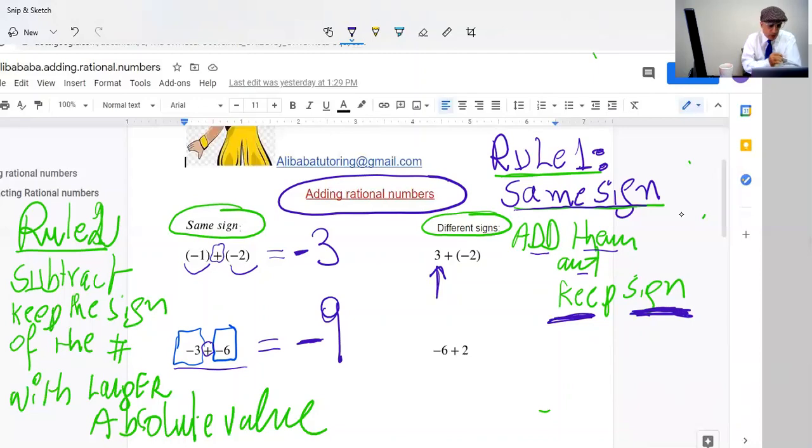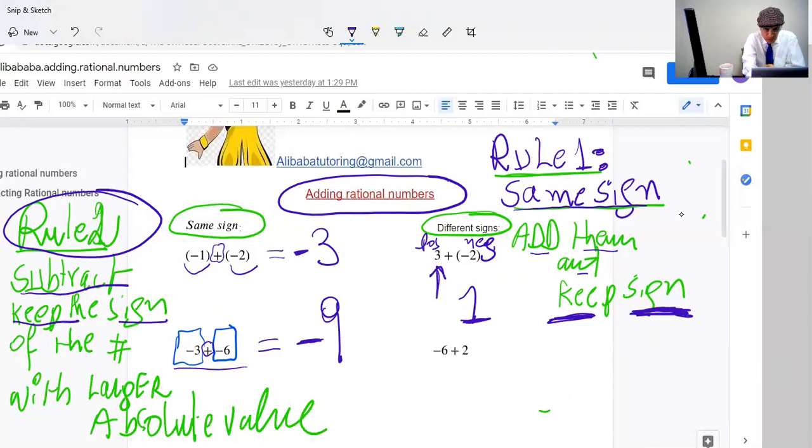All right. So now we know the rule. The rule says if you have numbers that have different signs, we're going to subtract them and keep the sign of the bigger number. Forget about the sign, look at the number. Which one is bigger? So here, 3 is positive. The 2 to the left is a negative 2. So I'm going to call on rule 2 for different signs. So it says subtract. What's 3 minus 2? Well, that's 1. And which sign am I going to keep?